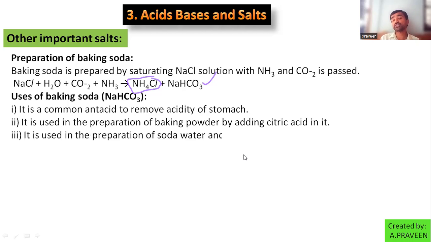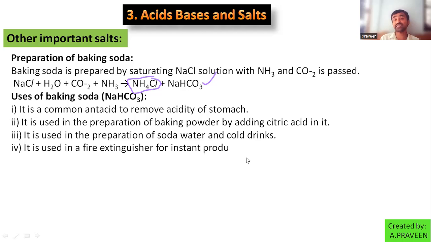Then it is used in the preparation of soda water in cold drinks to get carbonic acid, right? Then it is used as a fire extinguisher because when it gets heated it produces carbon dioxide gas. That is the fire extinguisher. That's why for carbon dioxide production you are using this sodium bicarbonate.